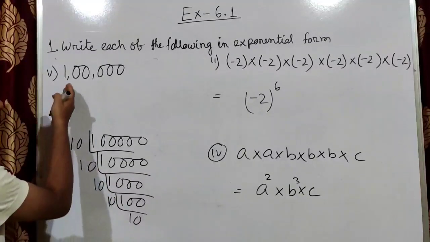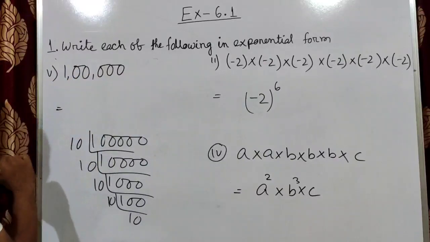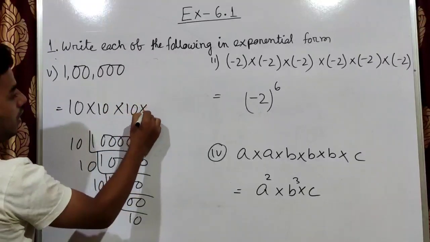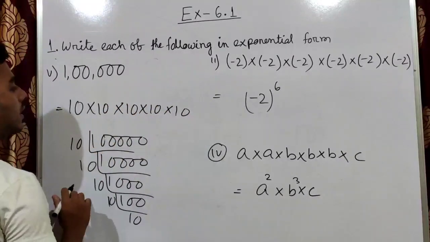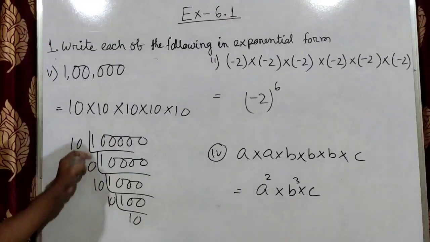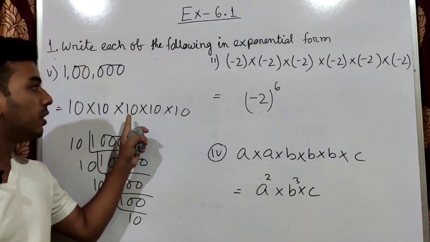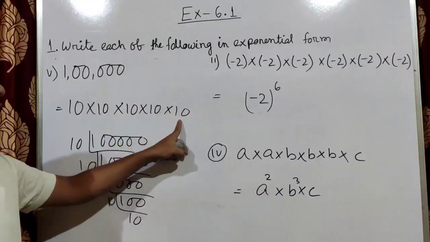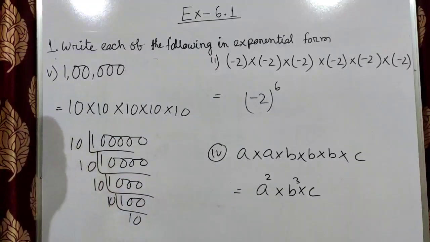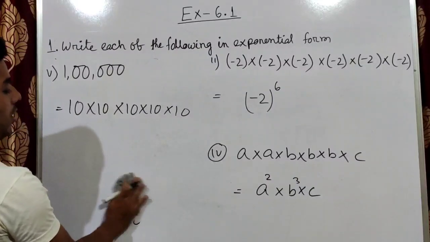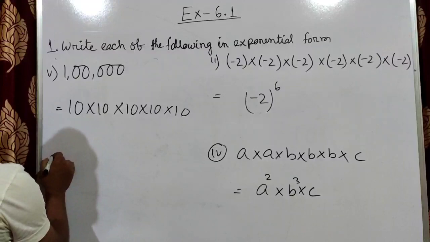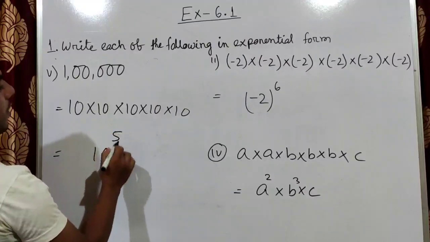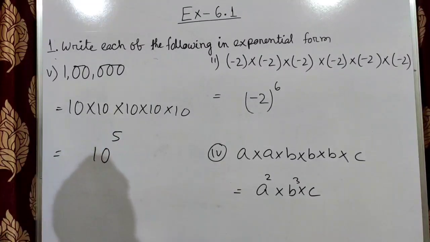Look, this number, 1 lakh, can be written like this: 10 into 10 into 10 into 10 into 10. Up to this clear? 10 into 10 is 100, 100 into 10 is 1000, 1000 into 10 is 10,000, 10,000 into 10 is 1 lakh. Clear? Okay. Now how many times have we multiplied 10? 1, 2, 3, 4, 5. So we write 10 to the power 5.